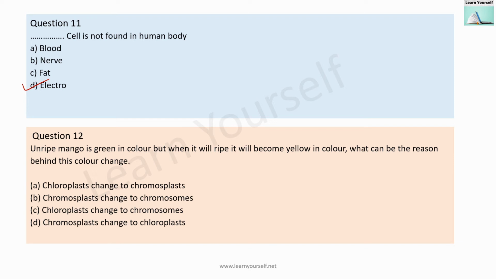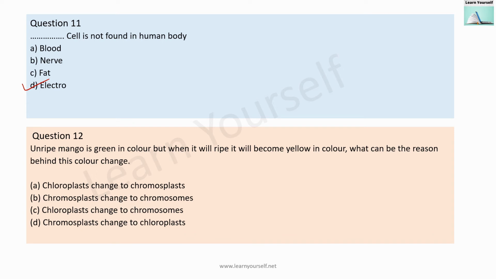Question number 12. Unripe mango is green in color, but when it ripens, it becomes yellow in color. What can be the reason behind this color change? Option A, chloroplast changes to chromoplast. Option B, chromoplast changes to chromosomes. Option C, chloroplast changes to chromosomes. And option D, chromoplast changes to chloroplast.